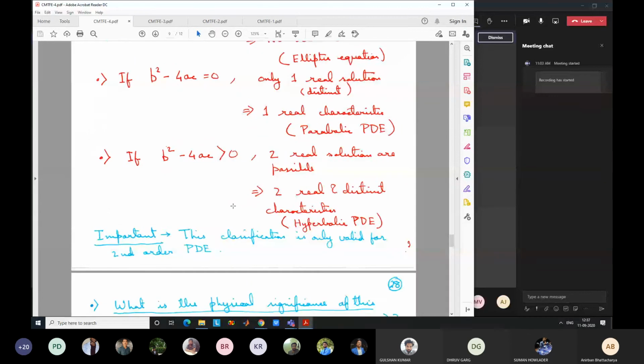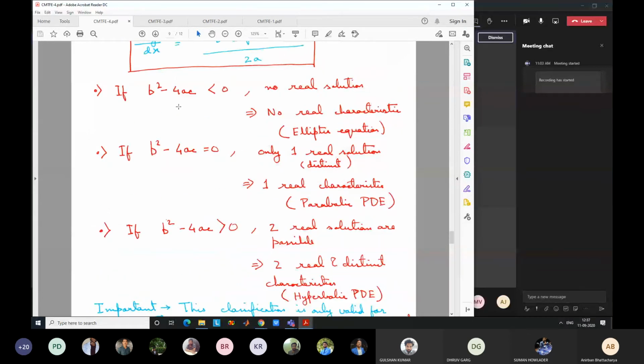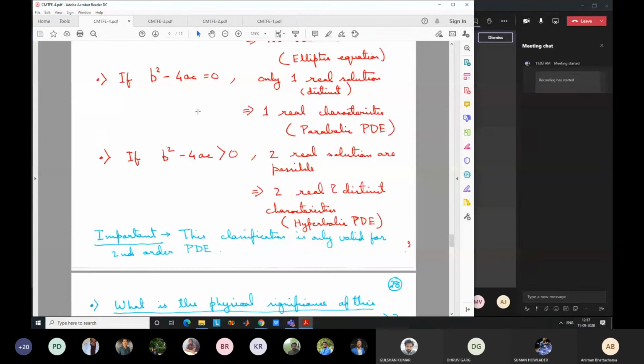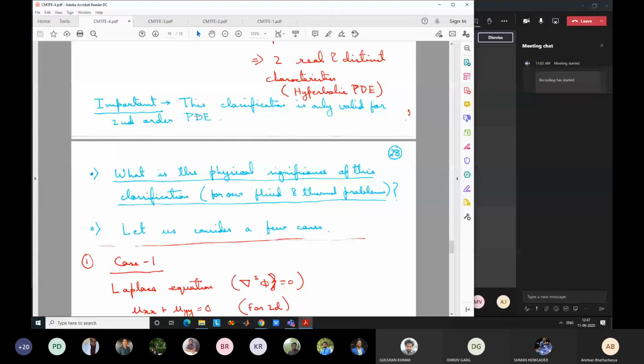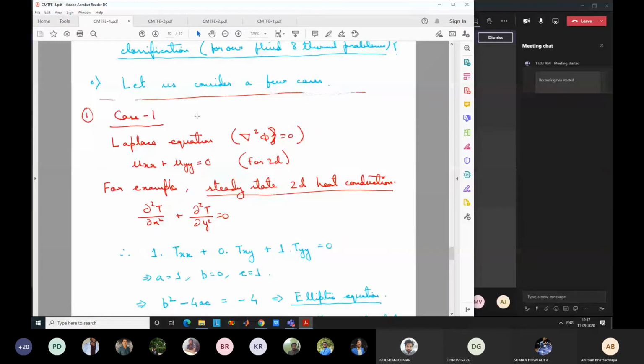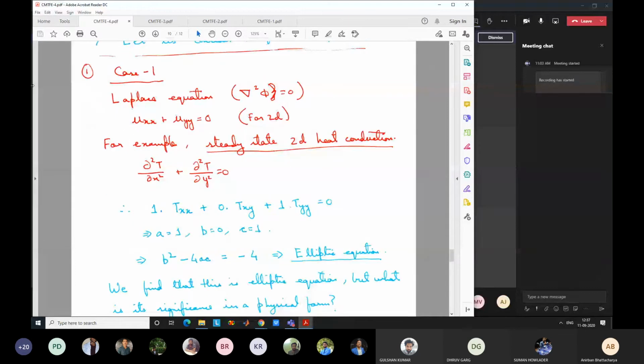Mathematically, if I give you the Laplace equation, you will find b square minus 4ac, and you will find that the Laplace equation is an elliptic equation. But what is the significance of finding that the Laplace equation is elliptic? This is what we are trying to understand. All the maths is now behind us, and now we want to go into actual physical understanding, physical phenomena. So let us consider case one.